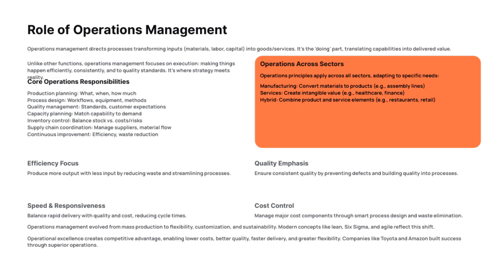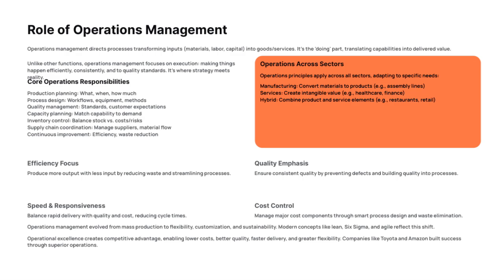Now, it's important to recognize that operations management differs across sectors. In manufacturing, the focus is on converting raw materials into finished products. Think assembly lines. In services, we're creating intangible value, like healthcare or financial services. And in hybrid sectors, such as restaurants or retail, we combine both product and service elements. The principles of operations apply everywhere, but they're adapted to specific needs.